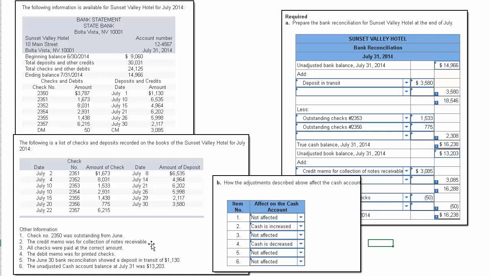But the credit memo meant it increased cash. We need to record that. And the debit memo reduced cash.